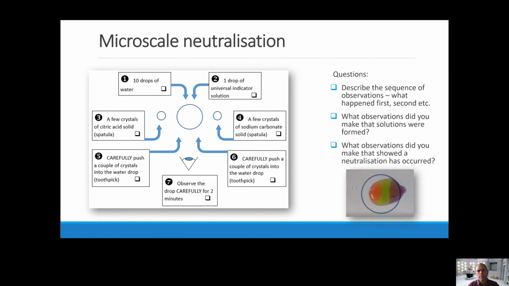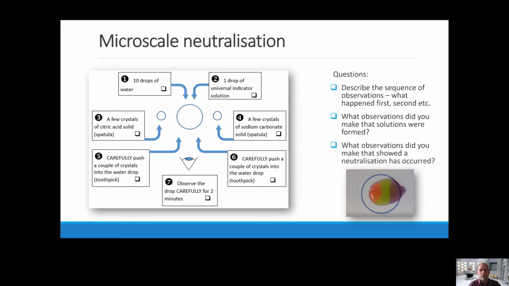So I use it with microscale as well. It's one of my favorite techniques in terms of carrying out practical work. So this one is just a neutralization between citric acid and sodium carbonate, and everything is just within this droplet of water. They're just moving a few crystals of each of the solids into the center with the universal indicator, and then they just have to sit there and watch the chemistry unfold in front of them. So not faffing around, not needing to move around the classroom. They can sit and watch and just see the acid diffuse and the alkali diffuse across the drop, and then they can see the bubbles being produced if they're patient enough.